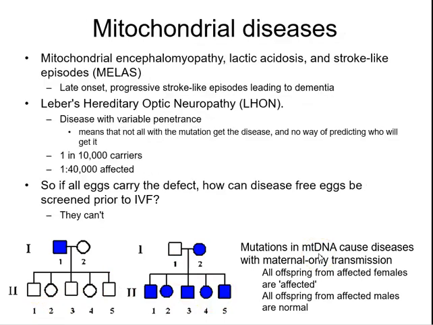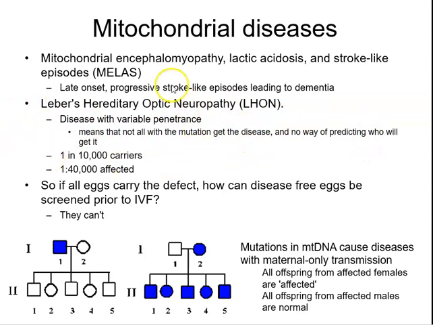So here we've got a couple of the well-characterised mitochondrial diseases: mitochondrial encephalomyopathy, lactic acidosis and stroke-like episodes. MELAS will do. So this is fairly late onset, and you get progressive stroke-like episodes later on in life leading to dementia. And then we've got Leber's hereditary optic neuropathy.